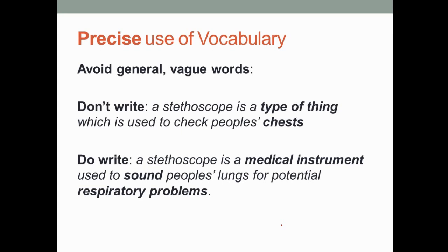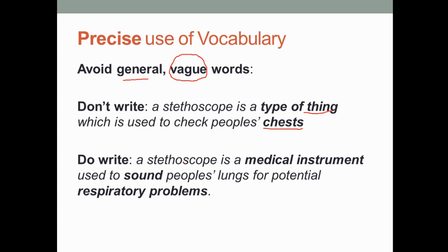Precise use of vocabulary, which is the next aspect I want to highlight. As I said a little bit earlier, please try to avoid general, vaguish, imprecise writing. So for instance, please don't write that a stethoscope, the kind of thing that doctors use to check out your chest to see if you've got an infection, is a type of thing which is used to check people's chests. It's informal, but worse than that, it's actually very imprecise, vague writing.